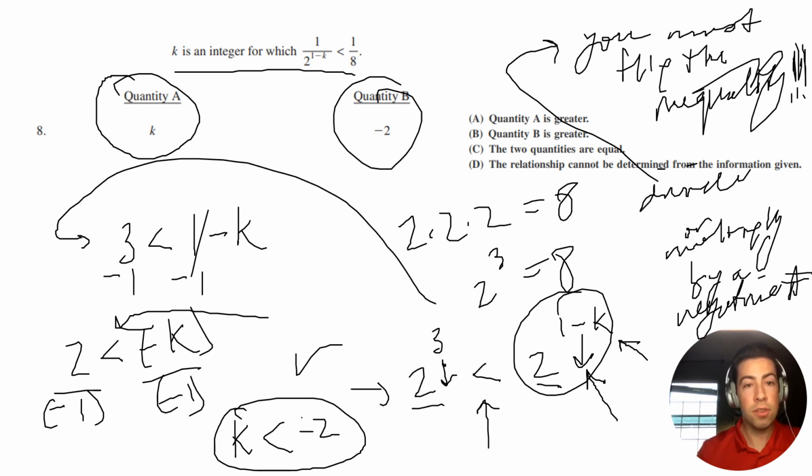This is our answer. So therefore, quantity B is greater because we have that -2 is greater than k.